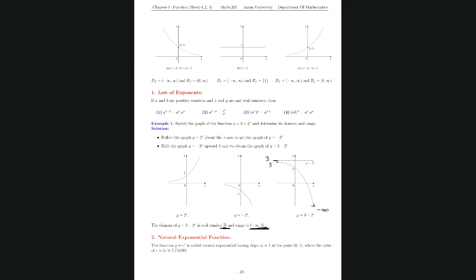Okay? So this way. Now come to this. Point number 2. Natural exponential function.